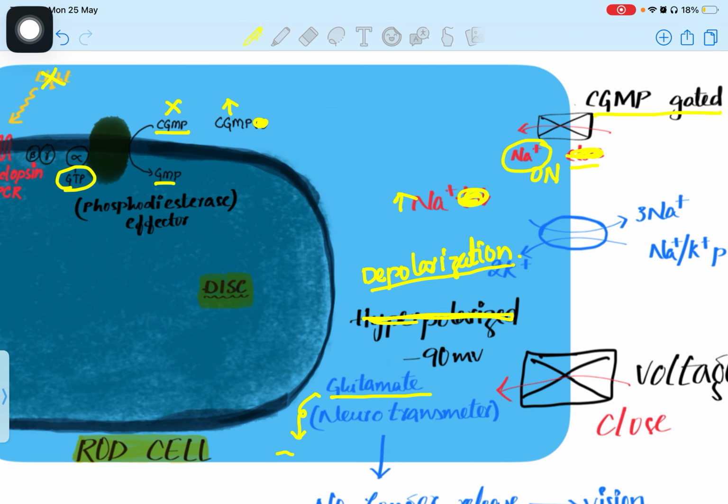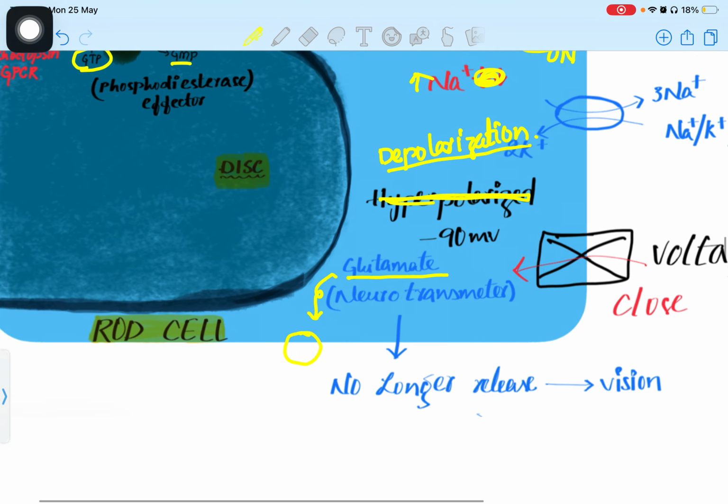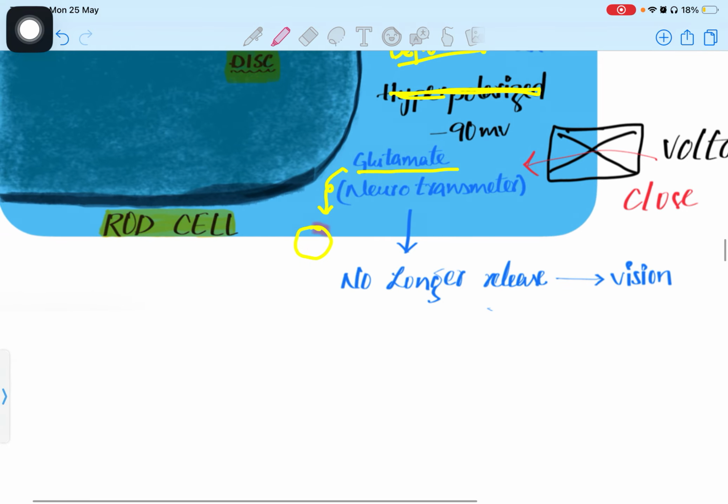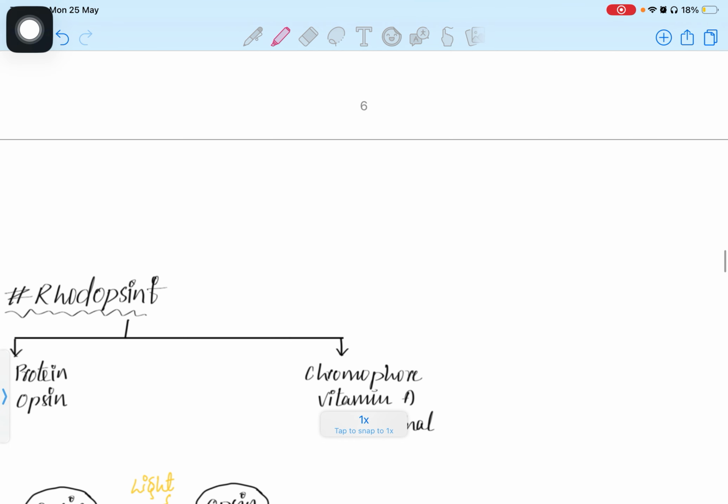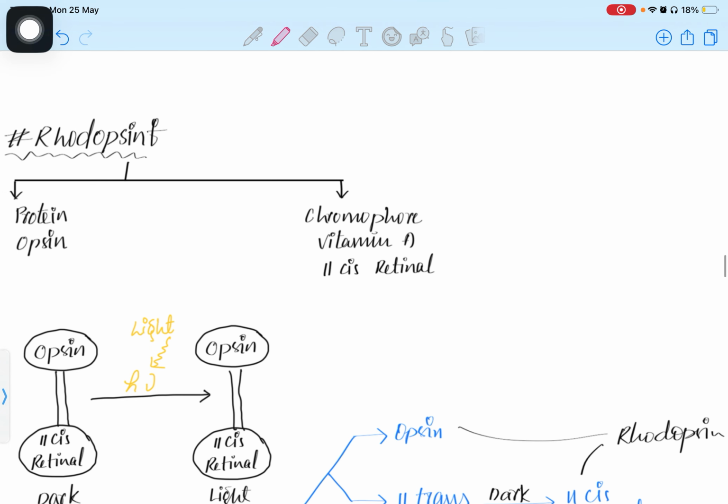Because of the depolarization, glutamate won't be able to stay here. It will make vesicles, and with the help of the vesicles, it will release outside. After it is released, no vision will happen. So whenever you are not seeing, glutamate is releasing from your eye and you are not creating any vision. But once the glutamate stops releasing from the rod cell, then you can say vision is happening. So this is what really happens in this condition.